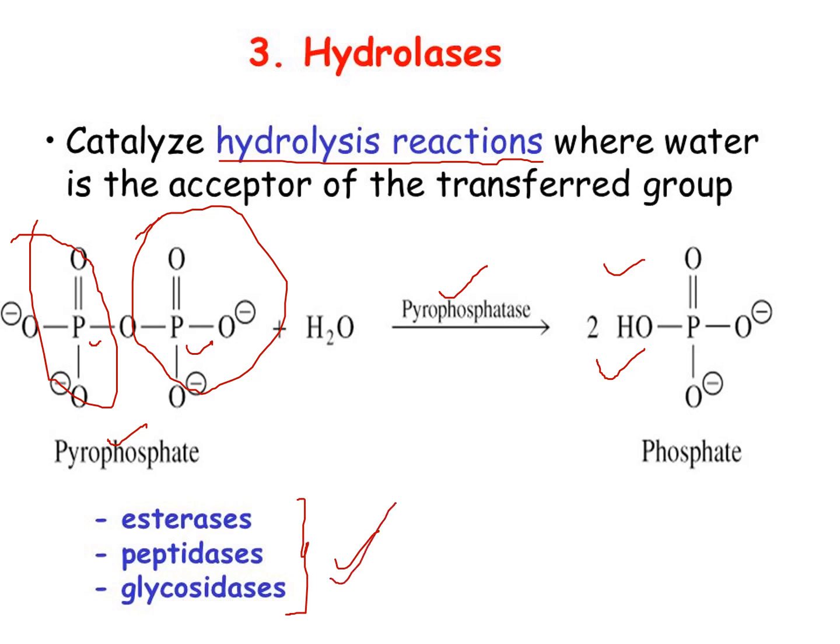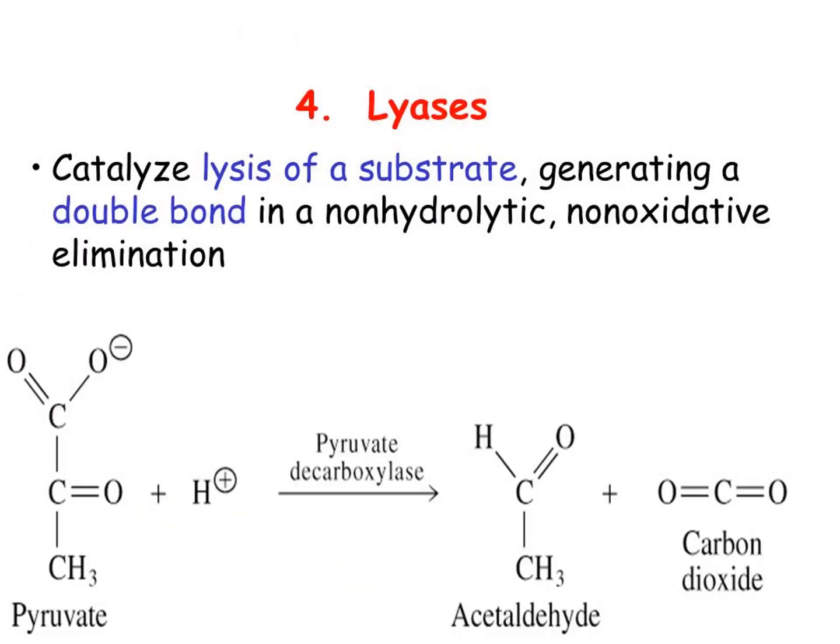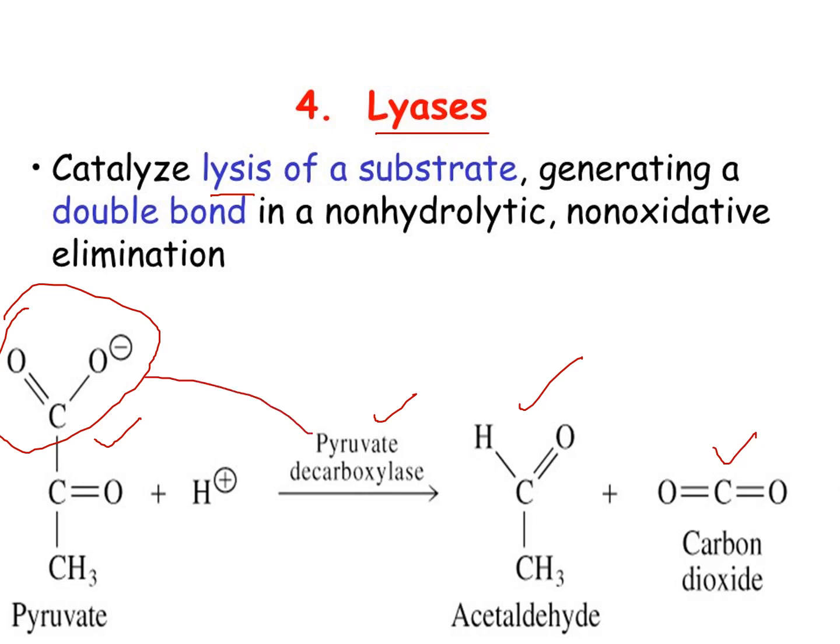And the next category is lyases. Lyases are nothing but the enzymes which will catalyze the elimination reaction. If you see here, one pyruvate molecule is there, and this pyruvate decarboxylase enzyme is removing the carboxylate group from the pyruvate, converting it into acetaldehyde plus carbon dioxide. So here the pyruvate decarboxylase is eliminating the carboxylate group from the pyruvate molecule.